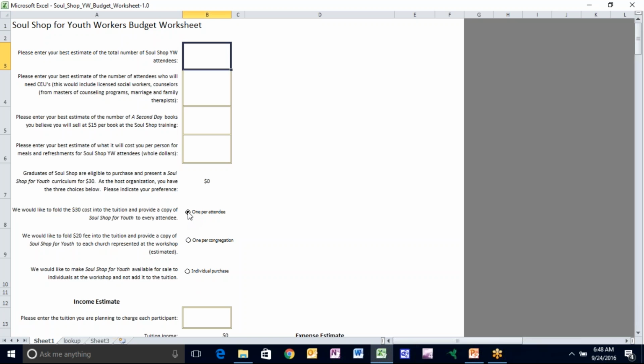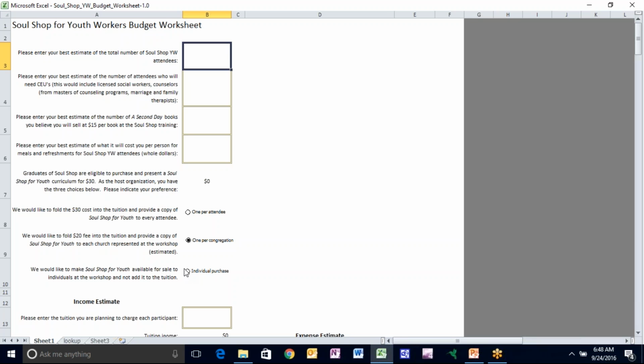Alternatively, you can fold the cost of that into the tuition and charge people an additional $30. That would be an option. Or you can assume that there's going to be more than one youth worker there from a congregation. Not everyone's going to need one. And so on average, the cost would be $20 a person. So that's a decision that you'll need to make in terms of how you're going to handle that fee.